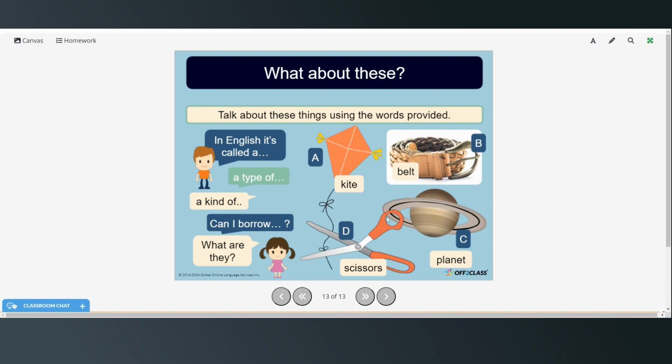Letter C is a planet. And letter D, these are scissors. They're a type of tool.